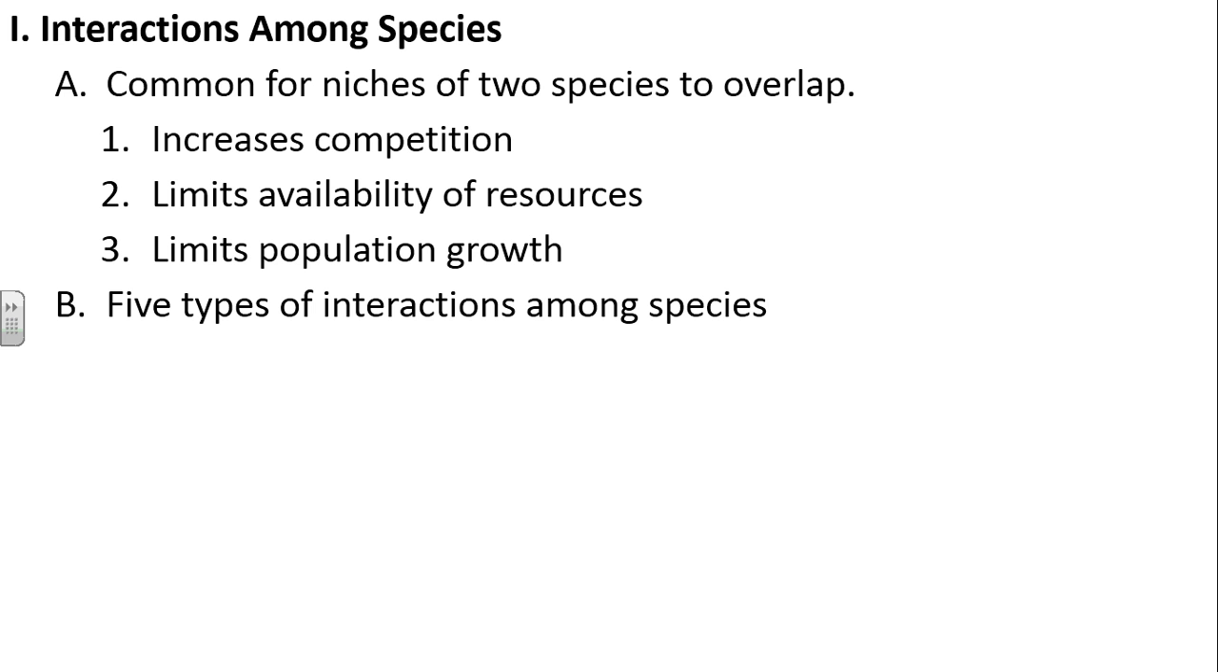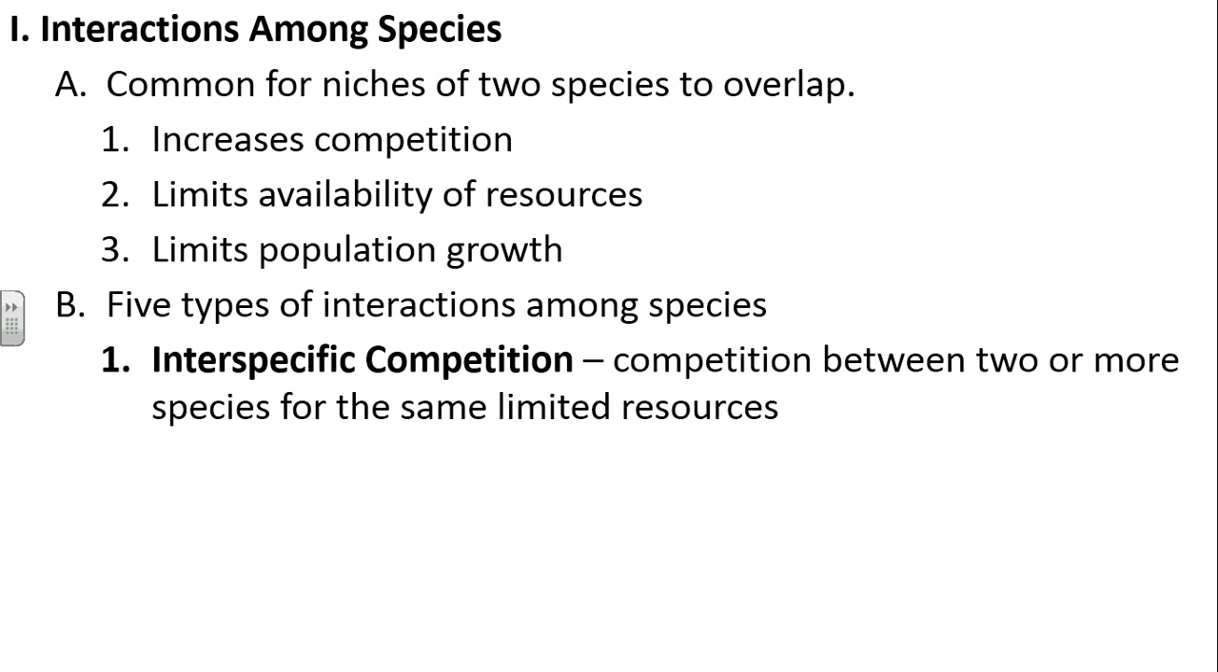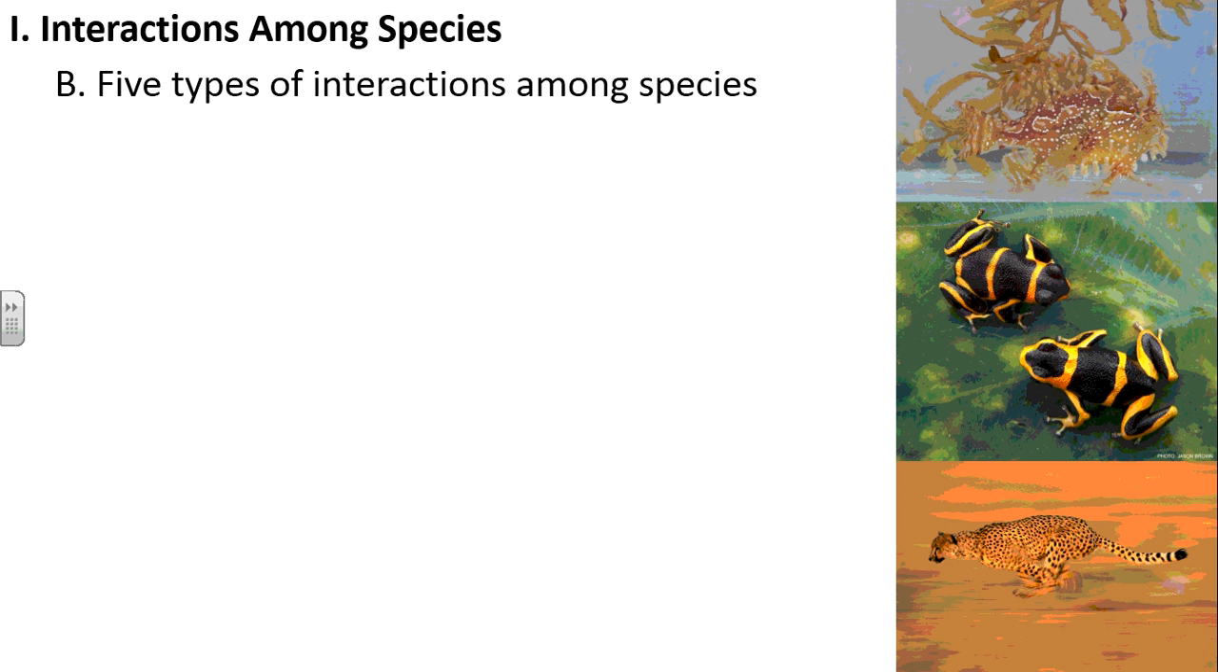There are 5 types of interactions among species that you're required to know. The first one is interspecific competition, which is competition between 2 or more species for the same limited resource. So the word interspecific is talking about between different species. If it was intraspecific, that would be competition within the population itself. Interspecific is looking at 2 populations of different species competing.